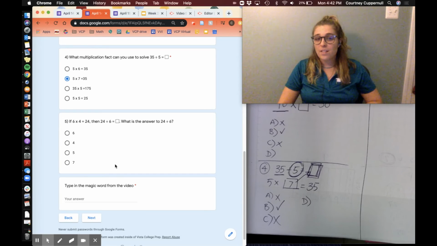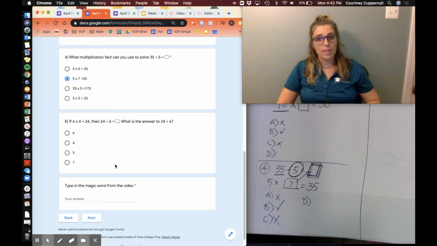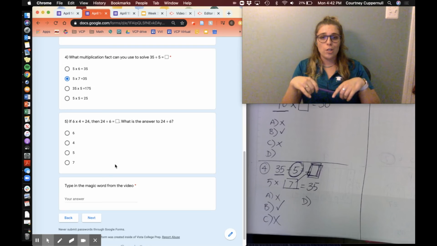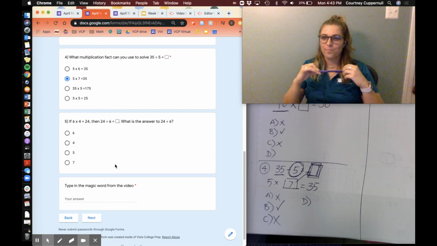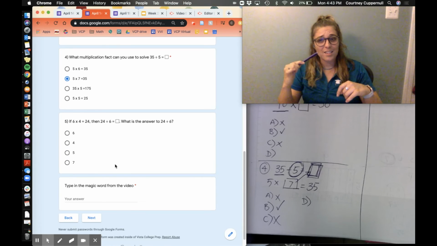If 6 times 4 equals 24, or as a good mathematician would read that, if 6 groups of 4 equals 24, then 24 split into 6 groups equals how many in each group? What is the answer to 24 split into 6 groups? All right, pay close attention to what I'm about to say, because this is the exact thinking that should happen in your brain when you see a problem like this.